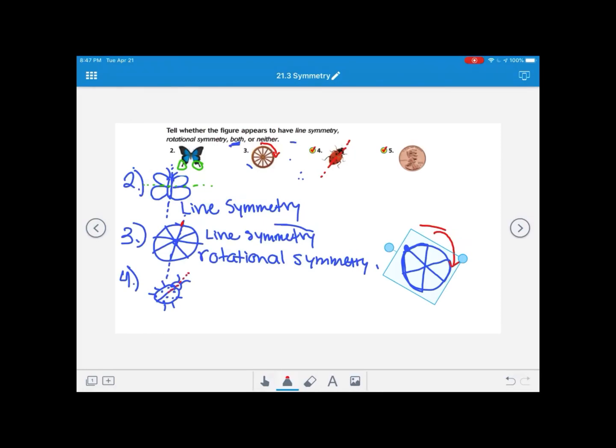If we were to split it across vertically, we would end up with a ladybug that has a shell on the left, a shell on the right, 3 legs on the left, 3 on the right, 1 antenna on the left, 1 on the right. So that means it has line symmetry. However, similar to the butterfly, it's not going to have rotational symmetry because it has different parts. The bottom is different than the top. It's not uniform all the way around. So it just has line symmetry.